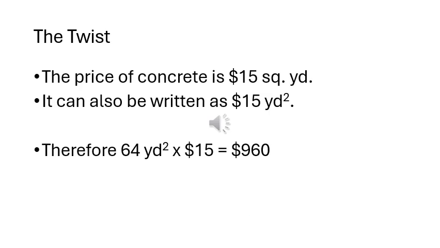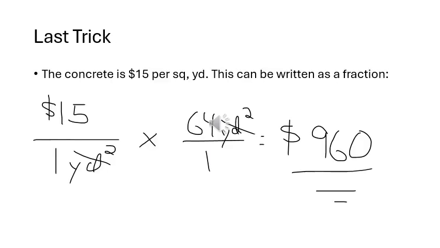Finally, to find the cost, multiply the area of the walkway by the price per square yard. With the cost being $15 per square yard, the calculation is 64 square yards times $15, resulting in a total of $960. If we write these numbers as fractions with units, we can see how the units cancel out, leaving us with an answer in dollars.